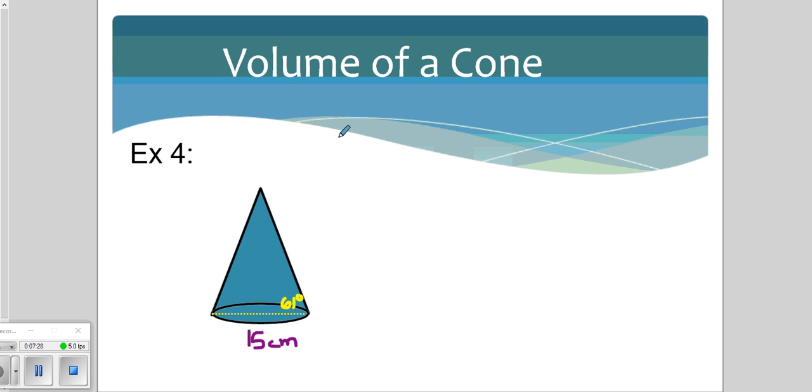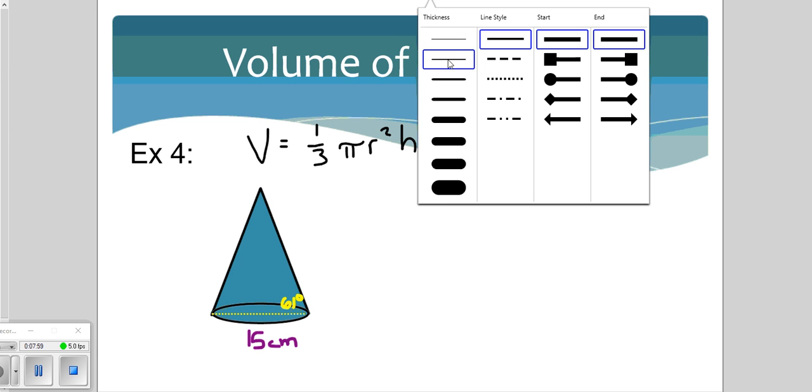Like example 2 for the pyramid, we won't always just have what we need. So example 4, we're going to find the volume of a cone. So again, it's going to end up being V equals 1/3 pi r squared h. But if you look at this, we have neither thing that we need. The radius was not given to us, and the height was not given to us. So I'm going to do two things. I'm going to draw both of those in first.